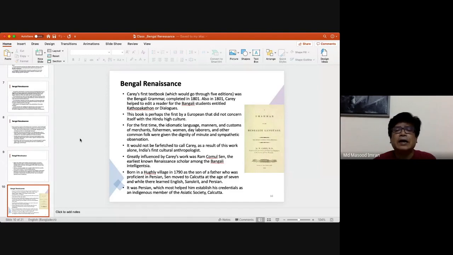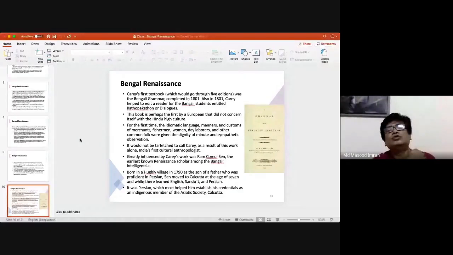And it was published in 1801. Carey helped to edit a reader for the Bengali students entitled Kathopokathon, or Dialogue. So when Carey started to edit this one, his process was to dialogue with the Bengali students in Fort William College and other colleges, and other people also.